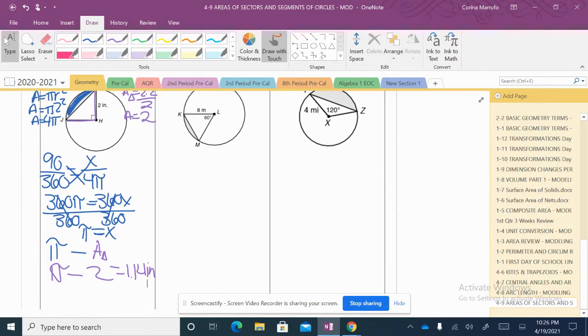So it says to the nearest tenth, so it should just be 1.1 inches squared. All right, the next one.